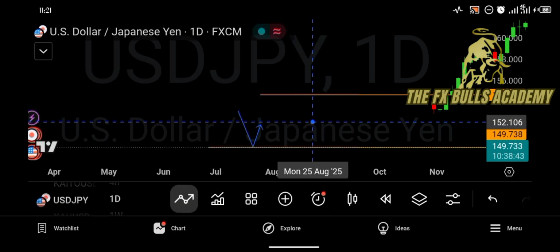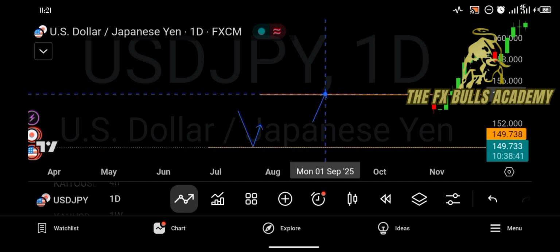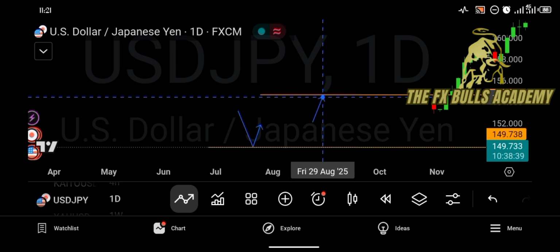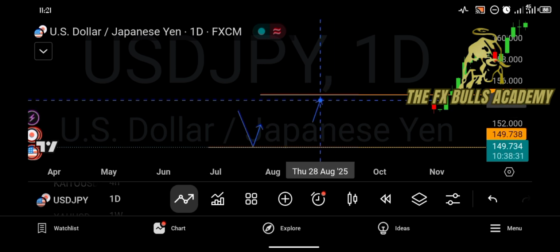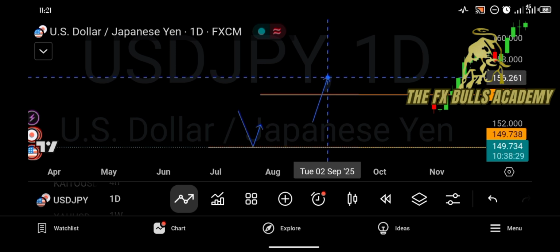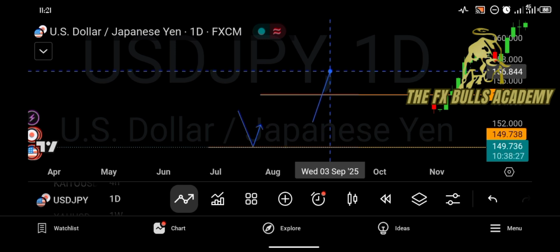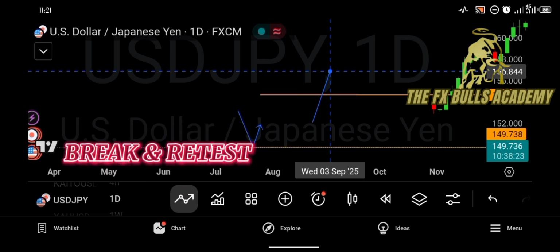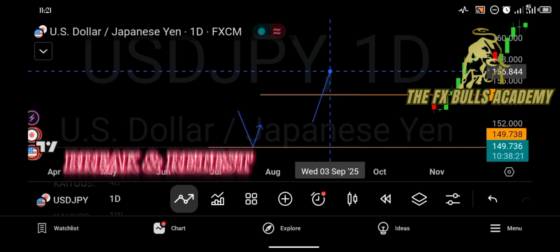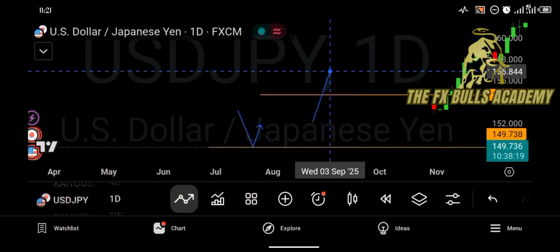So now the stage whereby price came to this resistance and did not start pushing down. You know, resistance is where price cannot go beyond. But at this instance, the price did not start pushing down. Price now broke above. If the price broke above, what you'll be calling that is a break and retest. So the thing has broken already. It has broken above your resistance.